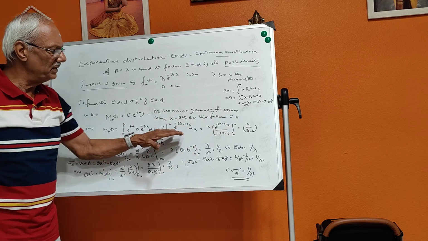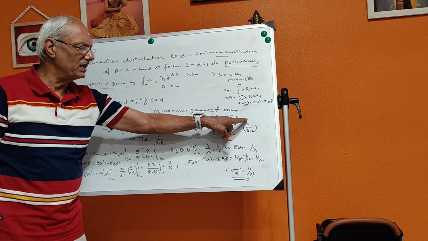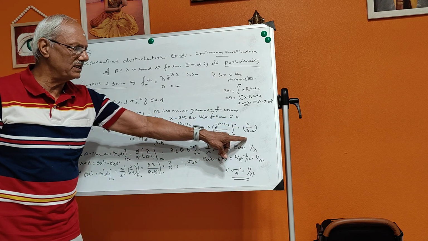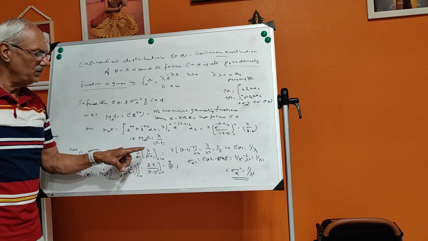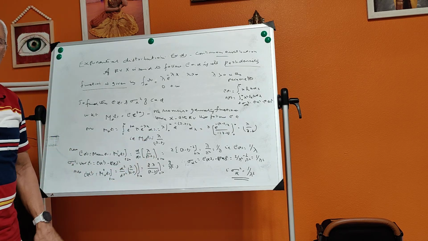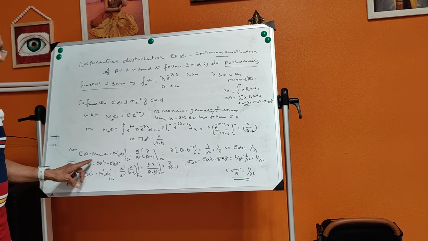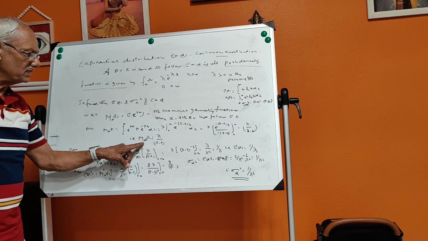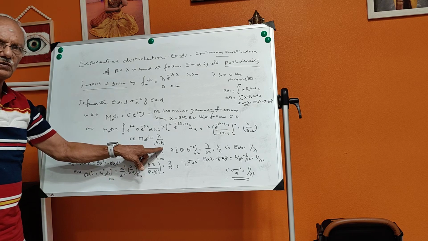This is a very simple integration. You will get it like this, and when you apply the limits 0 to infinity, you will get lambda by lambda minus t. That is, the moment generating function value is lambda divided by lambda minus t. Now to find the mean of X, it is enough that you find the first derivative of the moment generating function and take t is equal to 0.